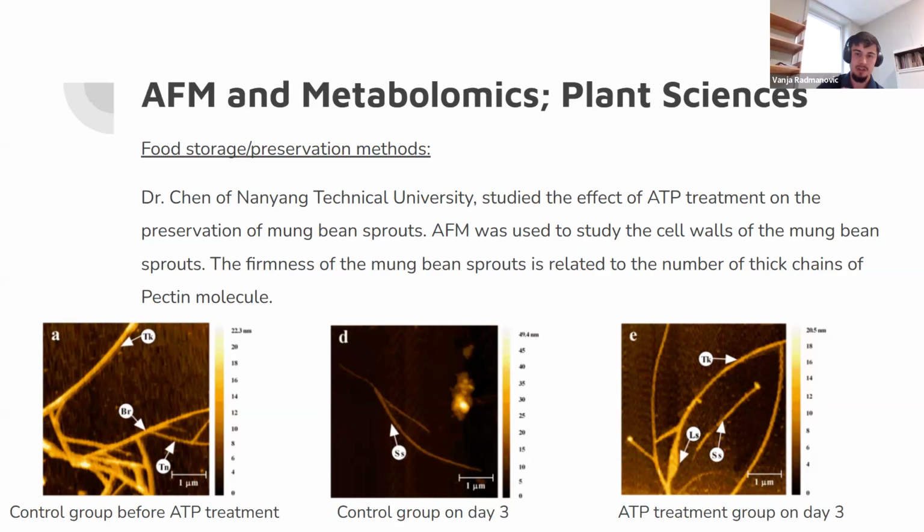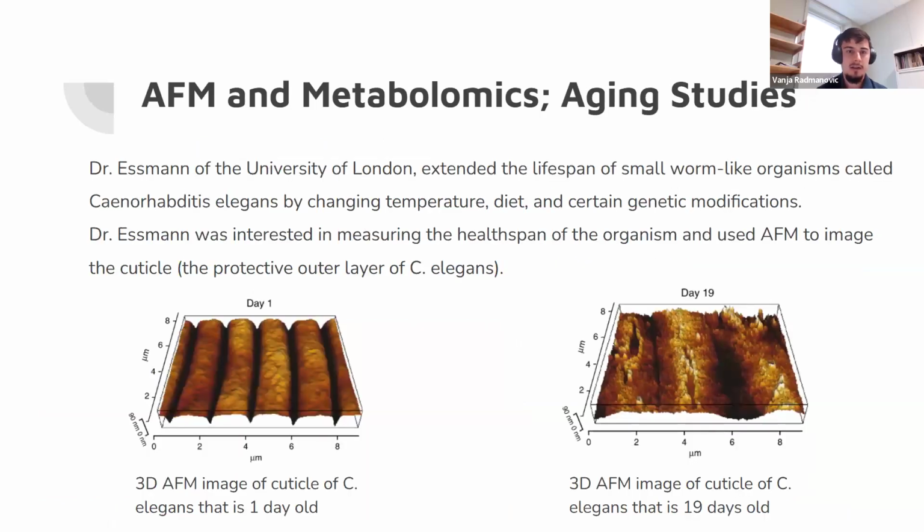This corresponded with bigger changes in the actual mung bean sprout, of getting brown and rotting and things like that. Meanwhile, also on day 3, they treated one of the mung bean sprouts with ATP, and they saw that lots of the pectin molecules in the cell wall that they imaged still had lots of the branches still maintained. That corresponded also with the mung bean sprouts not rotting as fast, maintaining their integrity and firmness. They used AFM to get the image of the cell wall to see this pectin molecule, and that's another unique possibility with AFM.